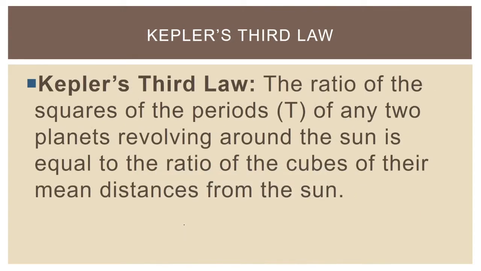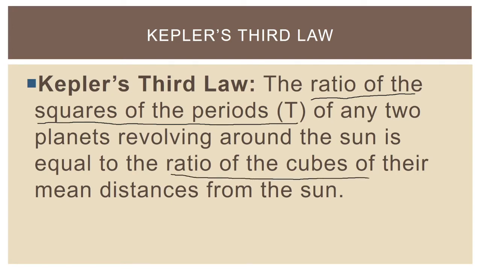Kepler's third law says the ratio of the squares of the periods of any two planets revolving around the sun is equal to the ratio of the cubes of their mean distances from the sun. The ratio of the squares of the periods is equal to the ratio of the cubes of their mean distances. It's a lot.